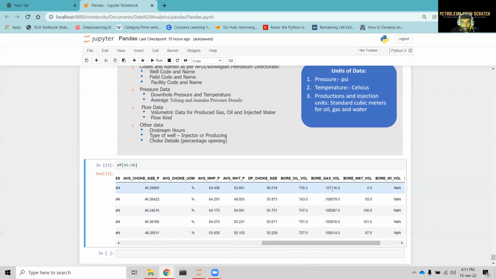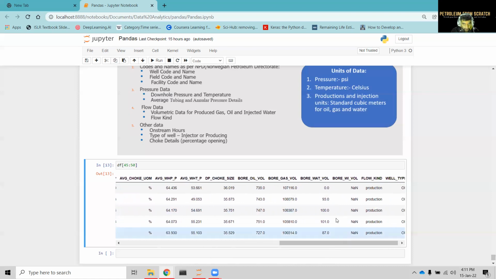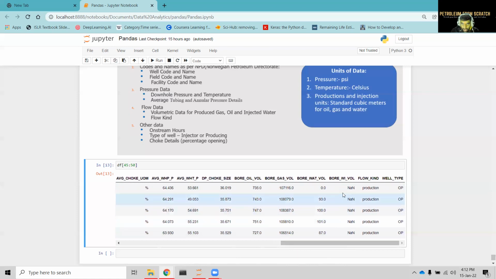Bore gas volume is showing how much gas has been produced in standard cubic meters for given hours. The same applies for bore water volume, water produced for the given day. And bore water WI volume is water injection volume. So it is for the injector wells that are present in the Volve field. Because this well is currently producing, here you can see it is NaN.